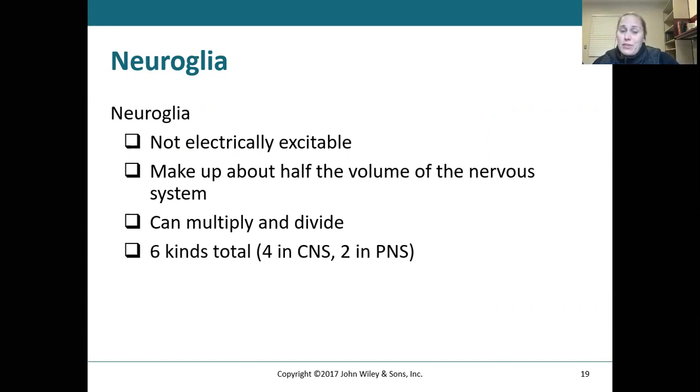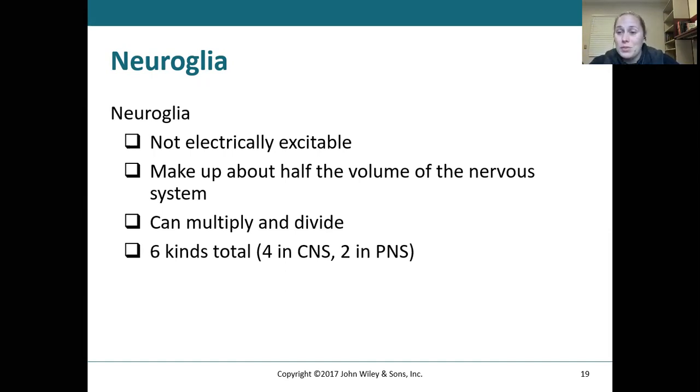So here it says that they're not electrically excitable. I know people will probably beg to differ, but for all intents and purposes of this textbook, they're not electrically excitable. They make up about half the volume of the nervous system. They can multiply and divide. They very often act as support cells to neurons, and they aid in neuron function. They're kind of like the backup singers for the neurons that are the star of the show. Glia support them and make sure that they have everything they need to function properly.